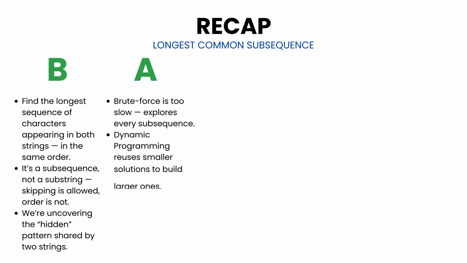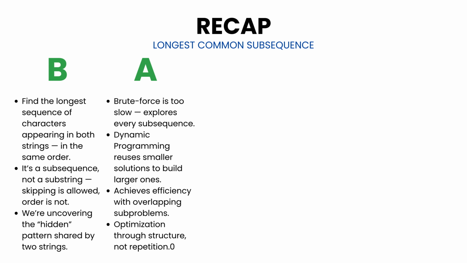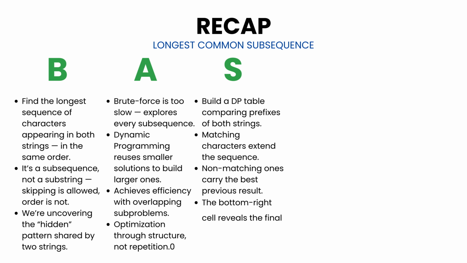Approach recap. We discussed how brute force would explore every possible combination. Far too slow. Instead, we chose a dynamic programming approach that builds up results from smaller subproblems. By reusing what we've already computed, we reduced an exponential problem down to efficient O(M times N) time. Structure recap. Our logical plan was to create a DP grid where each cell represents the LCS length for prefixes of the two strings. If the characters match, we extend the sequence. If not, we carry over the best length found so far. The final answer rests in the last cell, simple and elegant.